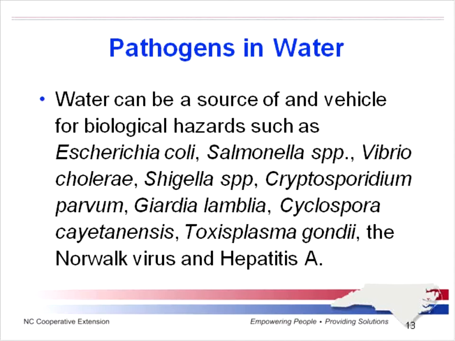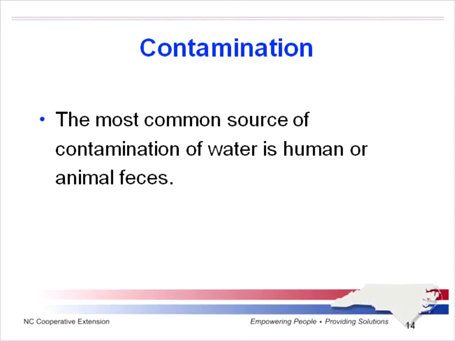The pathogens in water we covered in Module 1 in great detail, but just as a refresher, E. coli and Salmonella are the two that we're most concerned about. However, they aren't the only pathogens that can be in the water that might affect fresh produce safety. Some others are listed here. The most common source of contamination for water is human and animal feces.